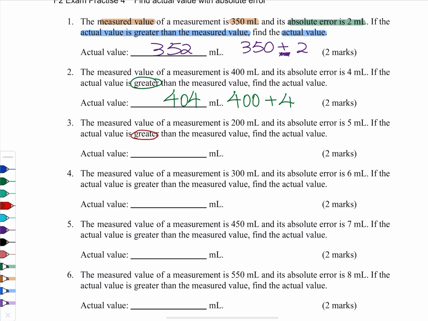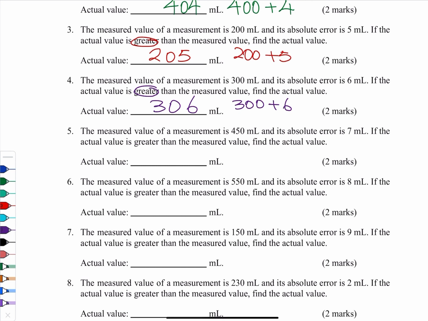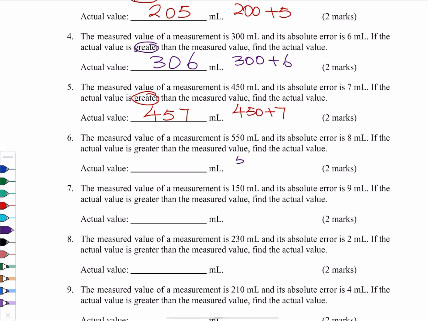Continue. The error is 5 and the measured value is 200. So 200 plus 5, which is 205. It's very easy, right? So let's do it a little much quicker. So 300 is your measured and your error is 6. So you plus it because it's greater. So 306. And continue. Measured is 450. Error is 7. So you add them up because it's greater. You can do it on your own first and then come back, pause the video and then check your answers.